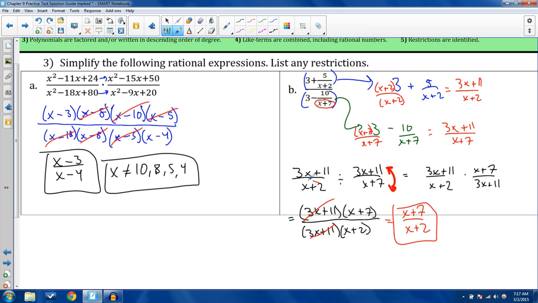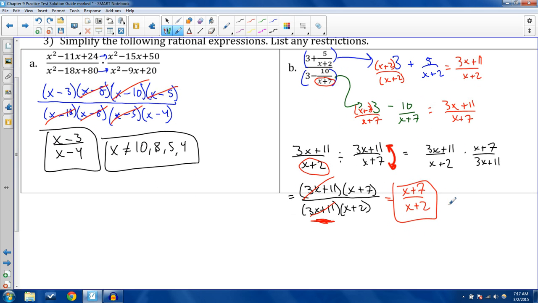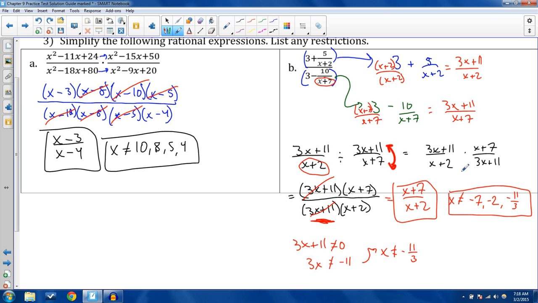x plus 7 here, x plus 2 here. When I'm doing 3x plus 11 right down here, I want to say none of these can equal 0. So two obvious ones are x can't equal negative 7 or negative 2. And the last one here, you want to say 3x plus 11 cannot equal 0. 3x cannot equal negative 11, so x can't equal negative 11 thirds. So that would be your third restriction right there. So all three must be validated in that way. Never dividing by 0 in any sense.